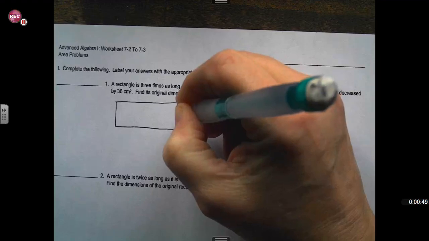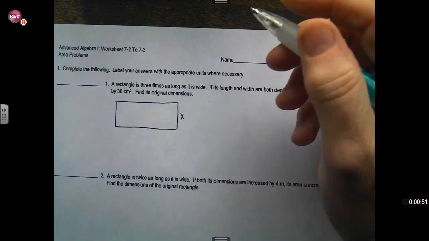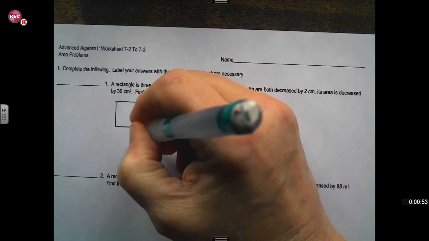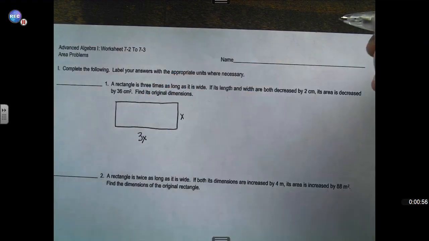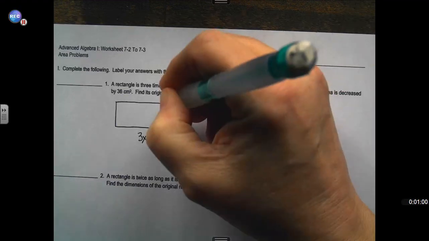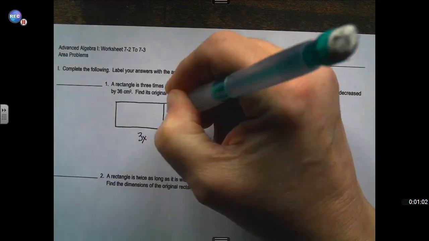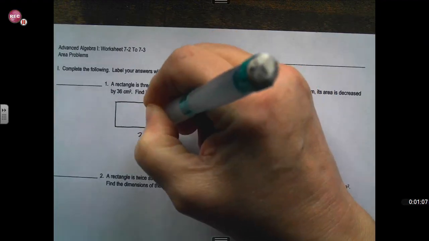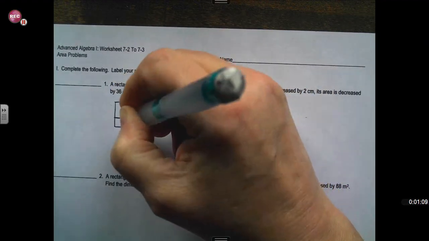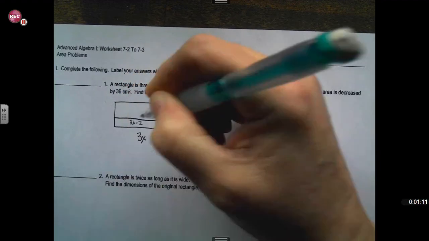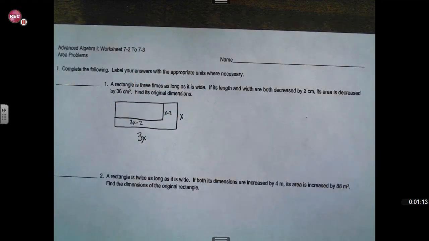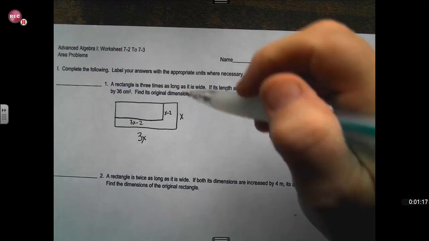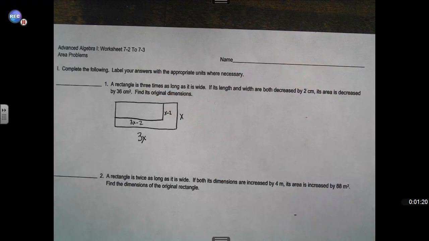So if the width is x, then its length would be 3x. And then the length and the width are both decreased by 2. So in other words, we're going to take this width and decrease it by 2. We're going to take this length and also decrease it by 2. And if I do that, the area is decreased by 36 square centimeters.